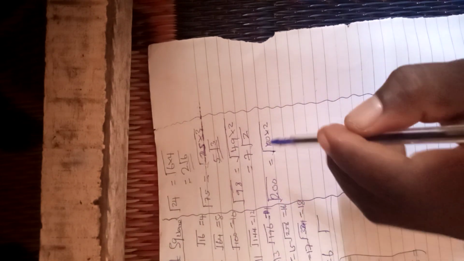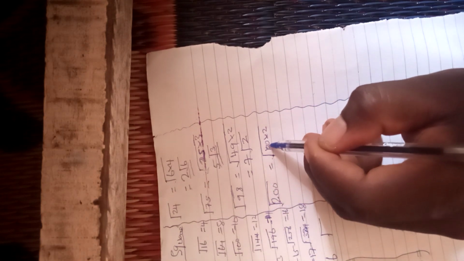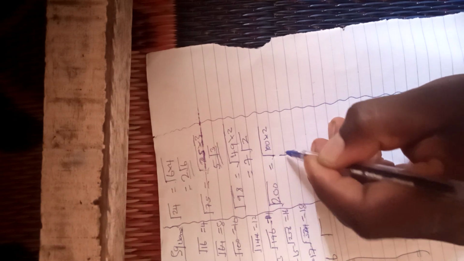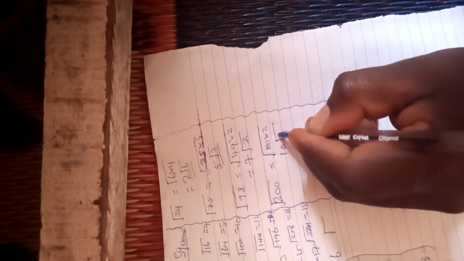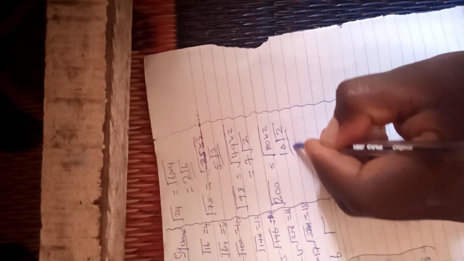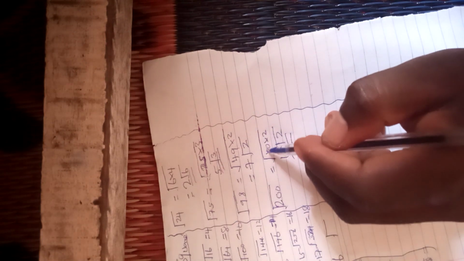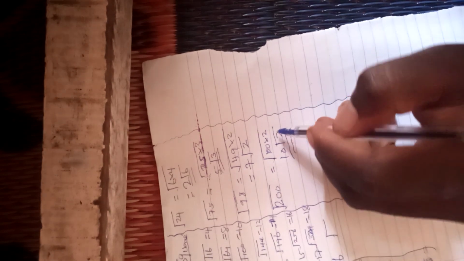So this 100 times 2 will give you 200, and this 100 will be a perfect square. The square root of 100 will give you 10. That 10, you bring outside, leaving your 2. So this is your final answer. The square root of 100 gives you 10, so you bring the 10 outside, leaving the 2.